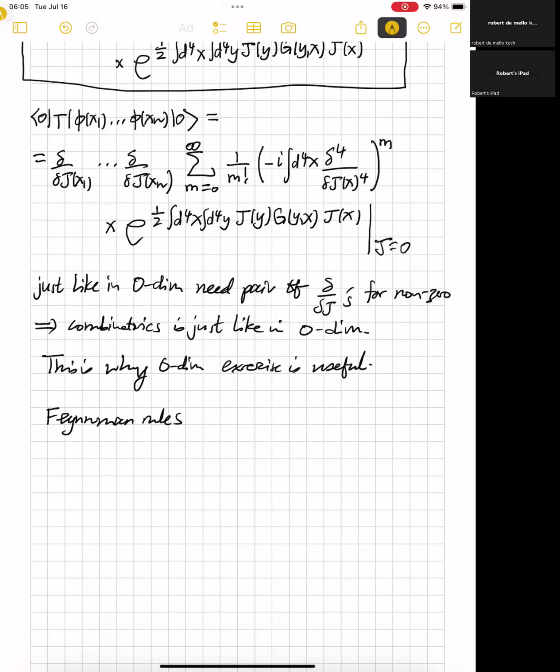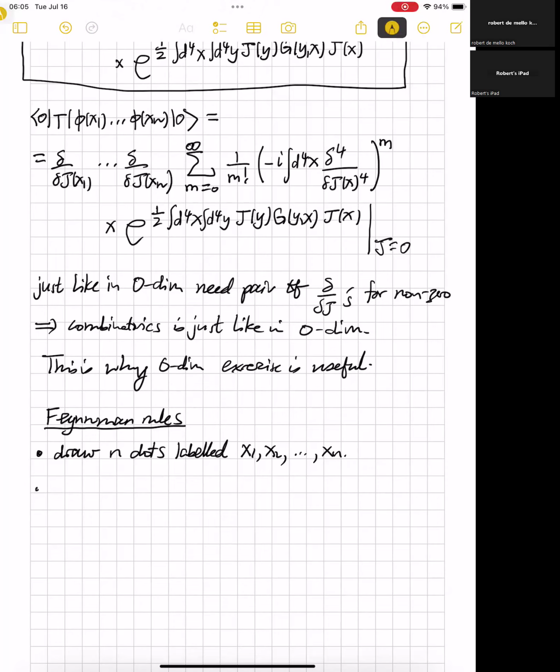And we're calculating this correlation function, phi of x1 up to phi of xn. So the first rule says you should draw n dots. This is one for each field, labeled x1, x2, all the way up to xn. And the dot labeled xk represents the field phi of xk.